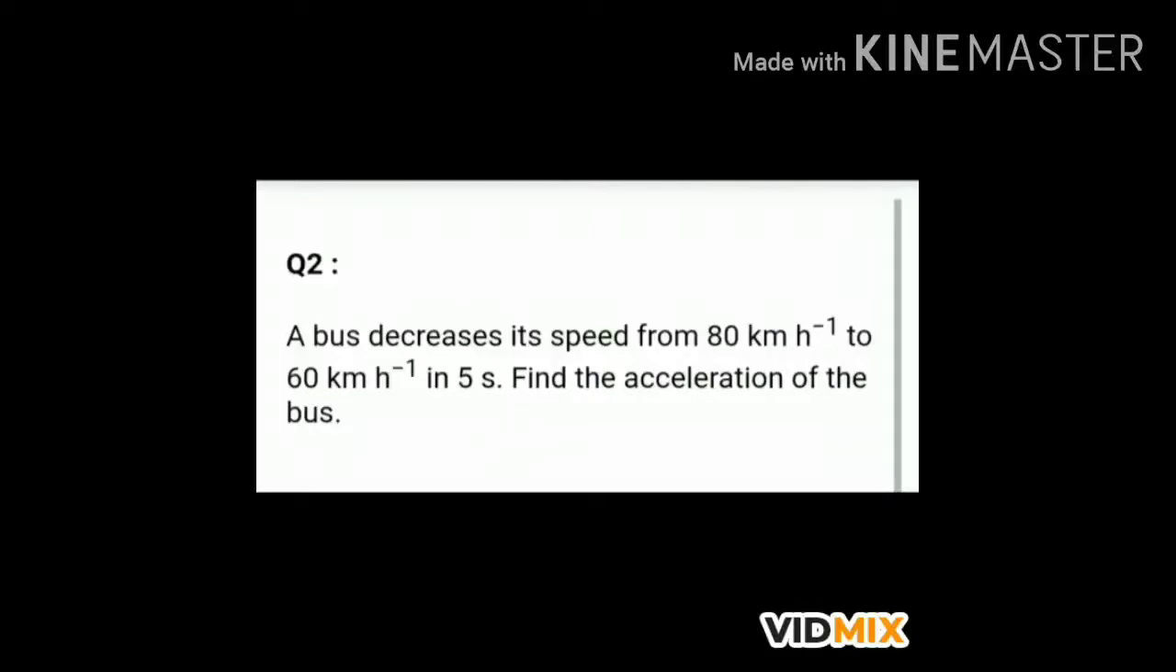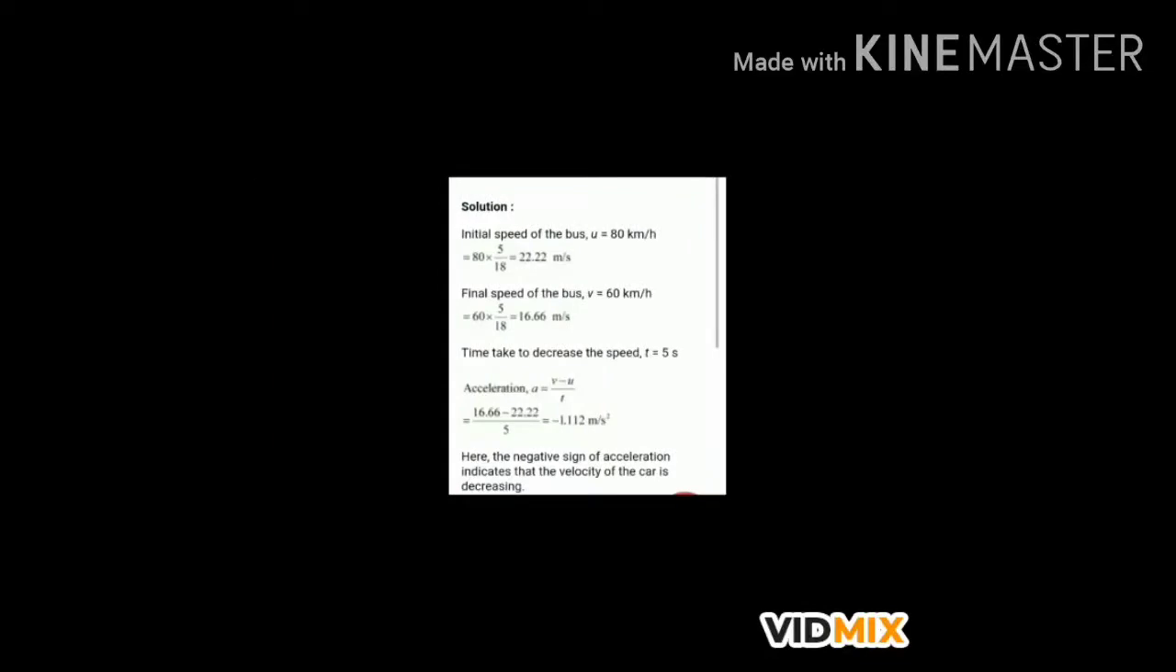A bus decreases its speed from 80 km per hour to 60 km per hour in 5 seconds. Find the acceleration of the bus. So you have to find out acceleration. As you know, the formula of acceleration is a equals to v minus u upon t. So here speed is given in kilometer per hour. First of all, you will convert kilometer per hour to meter per second. So let's see the solution.